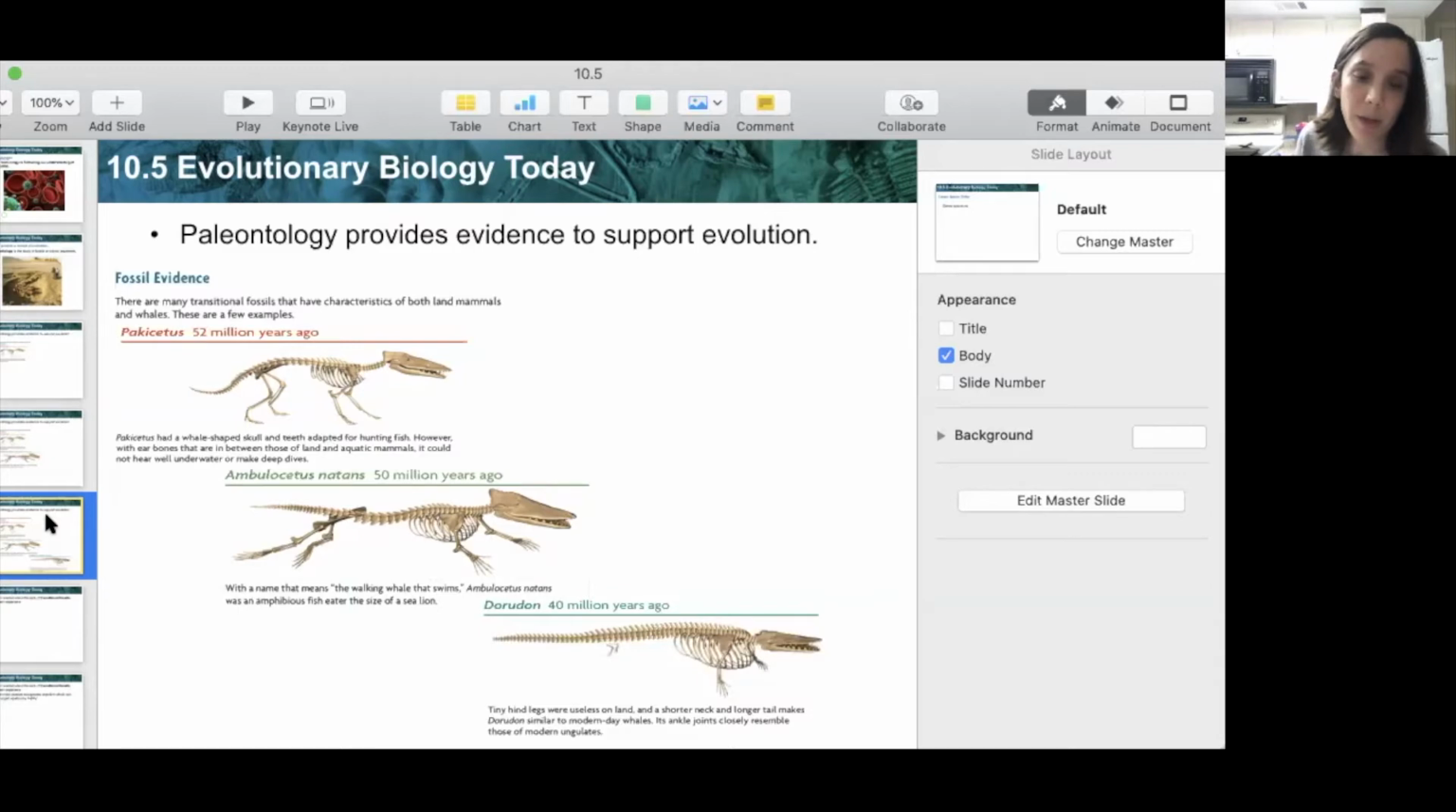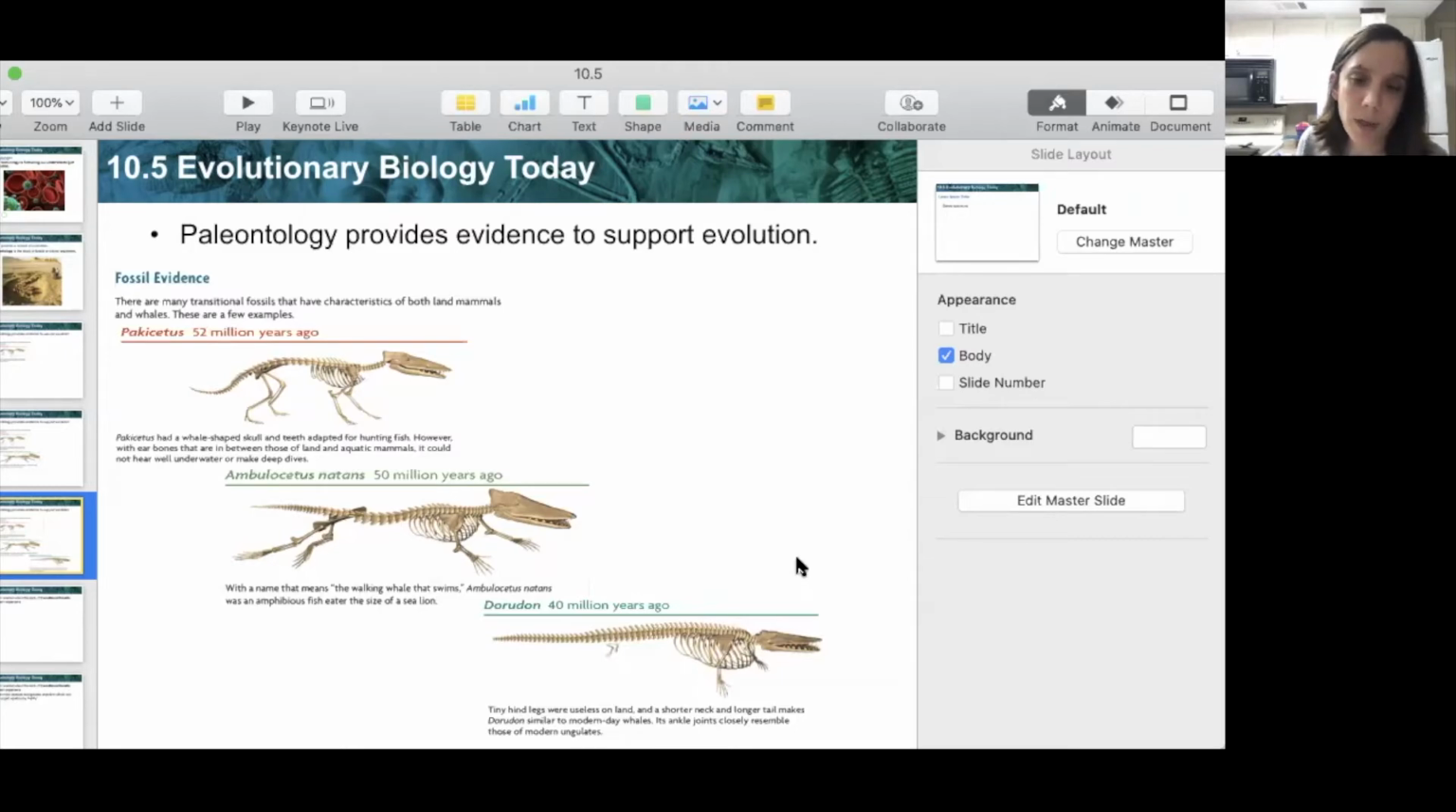And then about 10 million years after that, Durodon, you can see that it lost its hind legs almost completely, that the remnants of the legs are very small. Its neck also became shorter. So you can see that its body is more whale-like, but its joints were resembling ungulates.